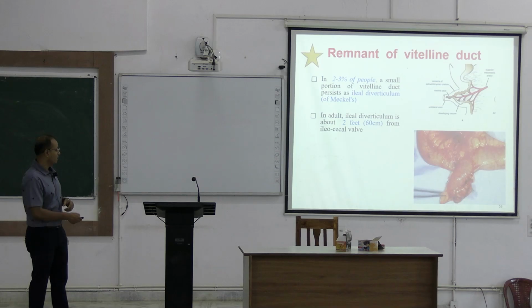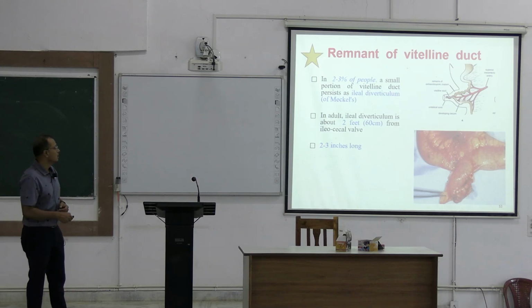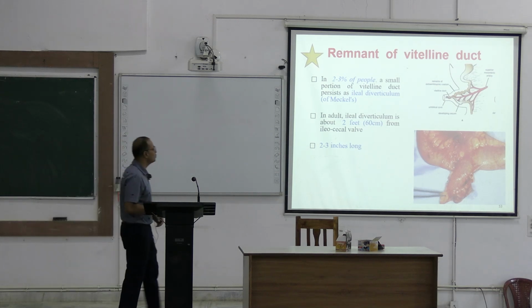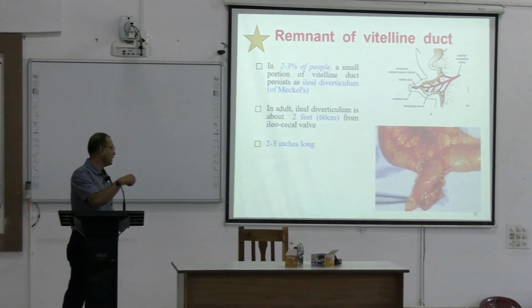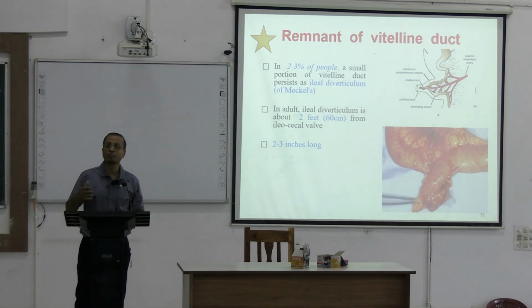2% of the population may have this particular diverticulum present, and its location is 2 feet from the ileocecal valve. We learned about the ileocecal valve in the large gut, in the cecum. So it is 2 feet from that point towards the ileum side that this diverticulum is there. It has a length or size of 2 inches. So it goes by the rule of 2s: 2% of people, 2 feet from the ileocecal valve, and 2 inches in length. So this is about this remnant, the vitellointestinal duct persistence.